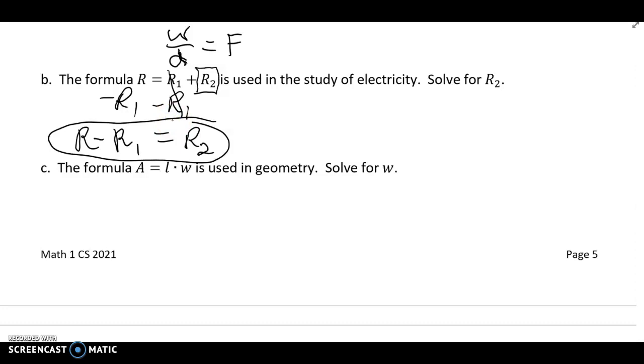Part C, we have A equals L times W. We want to solve for W. So again, to solve for W, that means we need to get rid of L. And since L is being multiplied to W, we are going to divide it out. What we do to one side, we have to do to the other. So on the right side, we get W by itself. And on the left side, A divided by L.